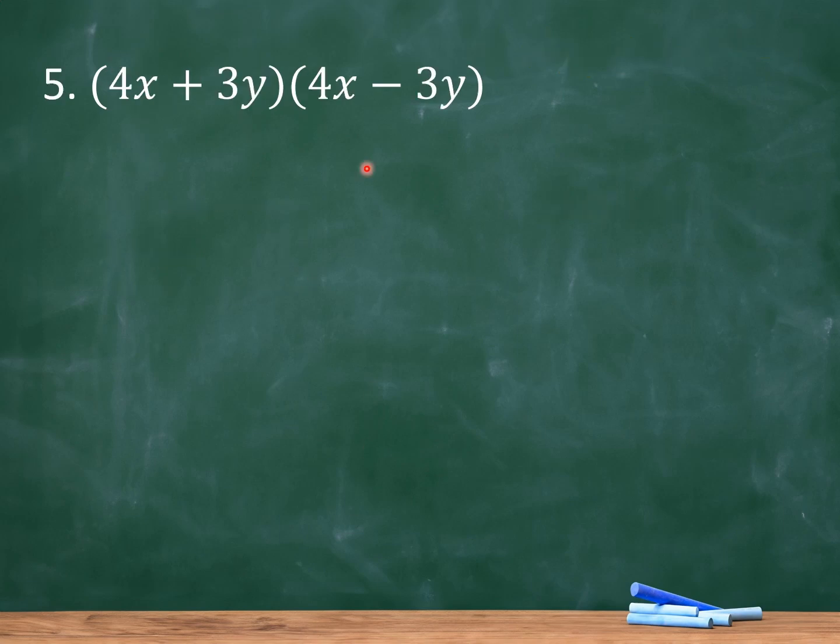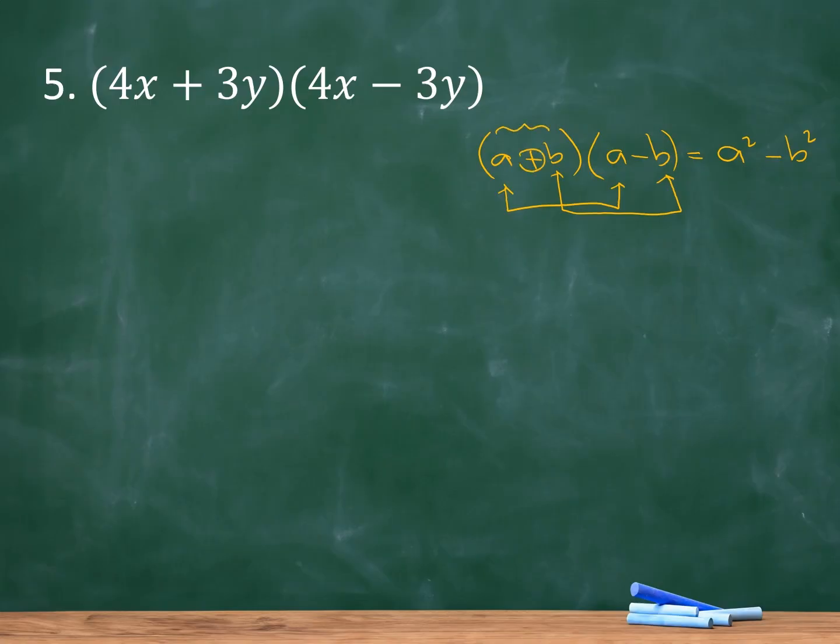Now let's have our last example, 4x plus 3y times 4x minus 3y. We will solve this using the pattern a plus b times a minus b is equal to a squared minus b squared. So if ever you already forgot, let's analyze again the pattern. We have the same first term, and we also have the same second term, but the only difference is that the first binomial has a plus, but the second binomial has a minus. Notice how it is similar to our problem.